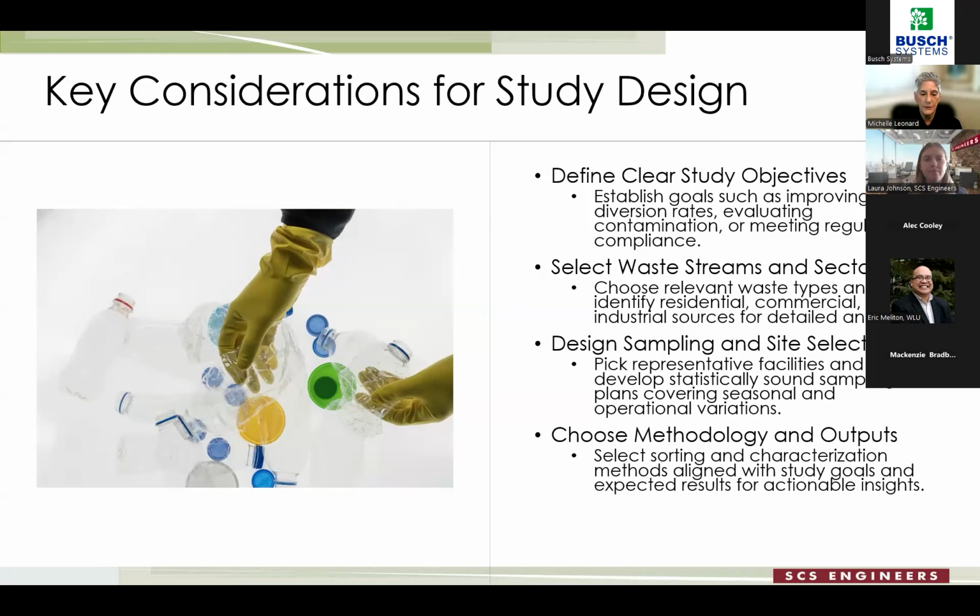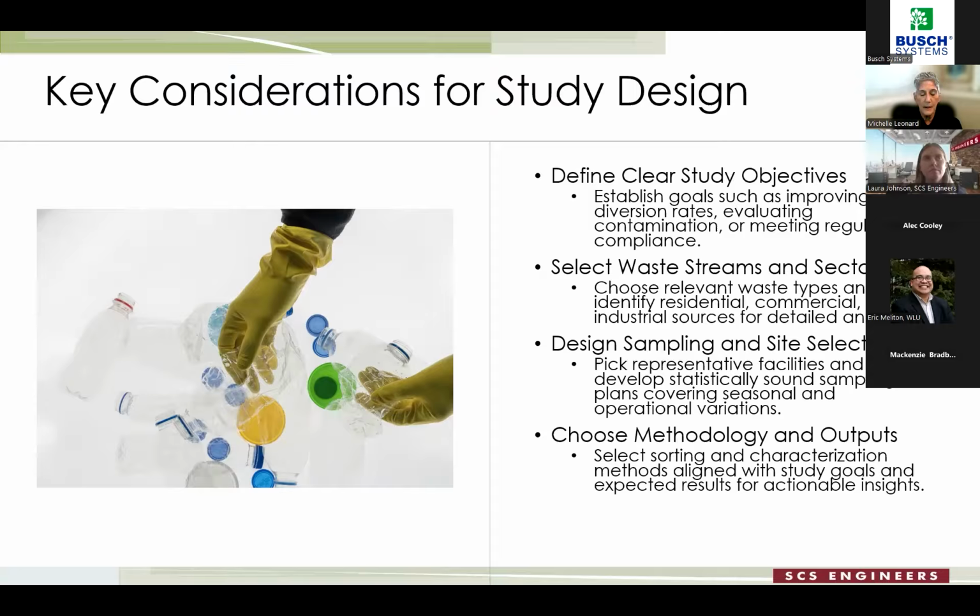Is there contamination in the organic stream? For many jurisdictions, particularly here in California and others, there are regulatory requirements to conduct waste characterization studies. And so I want to make sure that your study aligns with your objectives and any requirements.